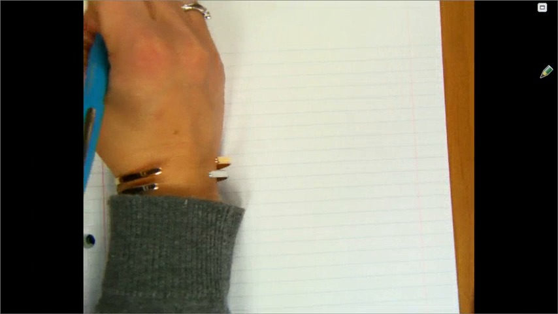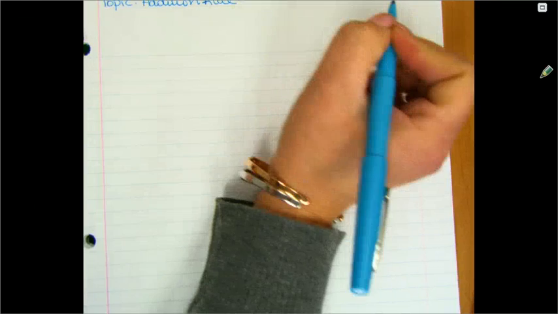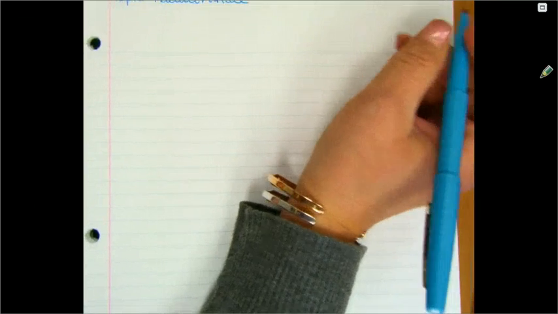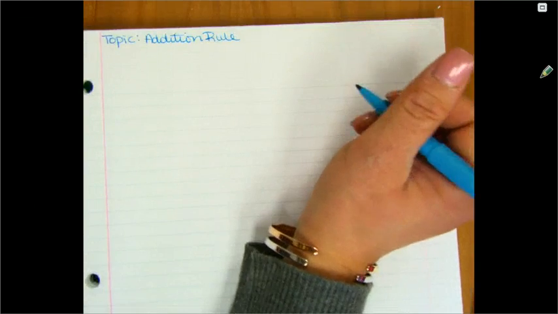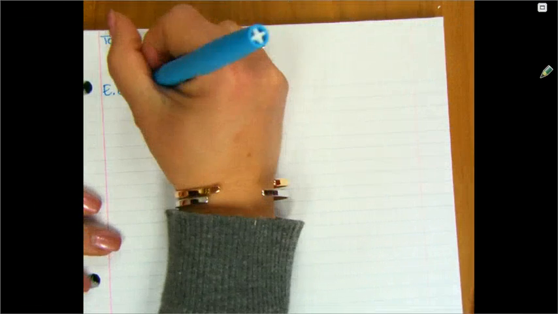Let's go through this. What is the key word for multiplication? Go look at your notes. Both independent. A and B. What did you say? And. Thank you. Your key word for multiplication was and. Your key word for addition is or.